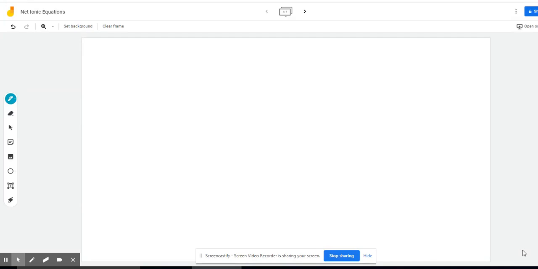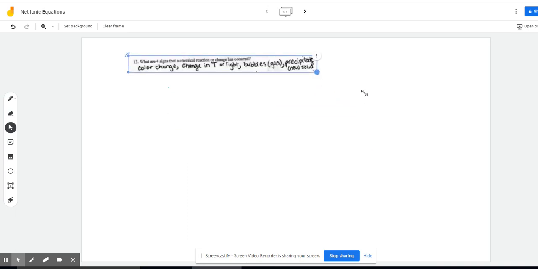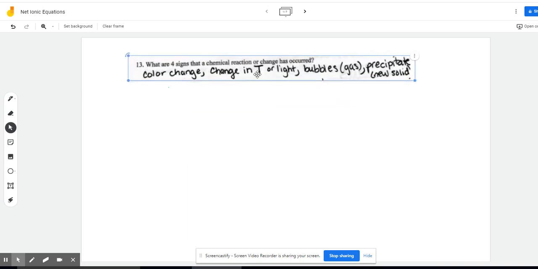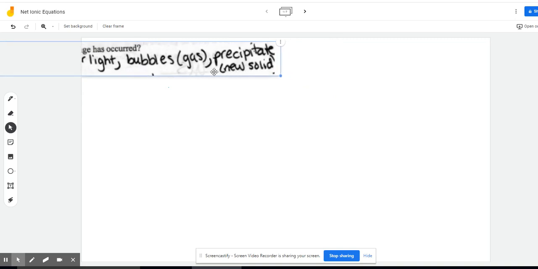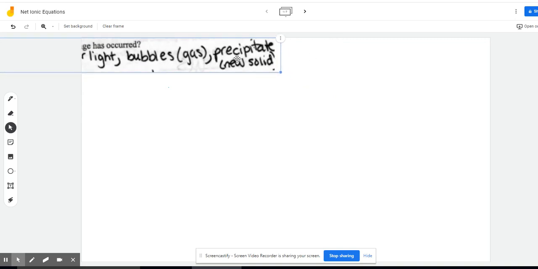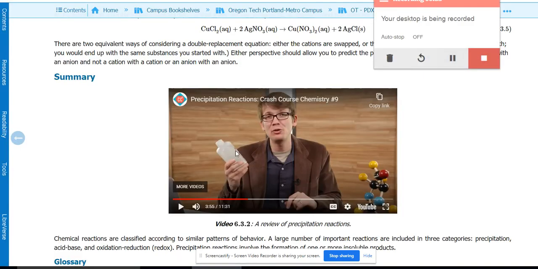Okay, so we're in this chapter of solutions, and today our focus is going to be on one of our signs of a chemical change. As you remember, our different signs of a chemical change were things like color change, change in temperature, or light given off, so endothermic or exothermic, bubbles, which meant that a gas was being released, or a precipitate. And our focus today is going to be on this last sign of a chemical change, which is a precipitate. A precipitate is something where you have a new solid that's formed.